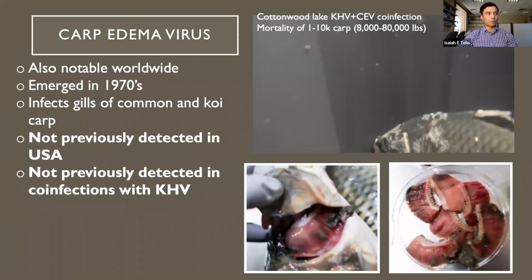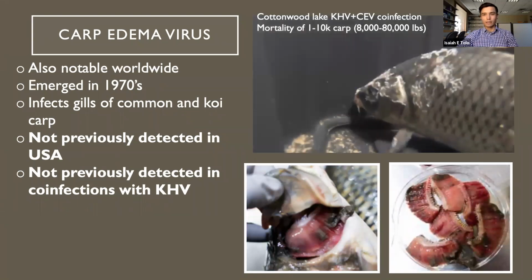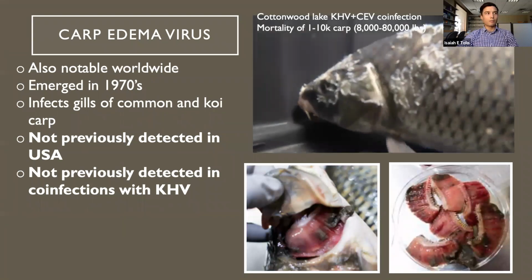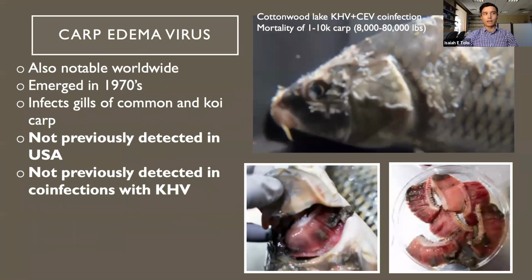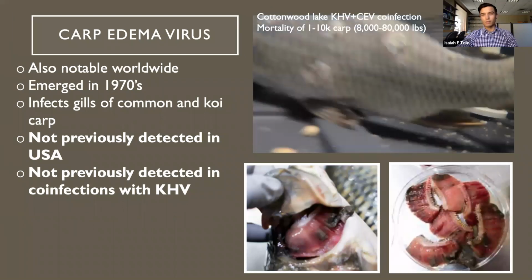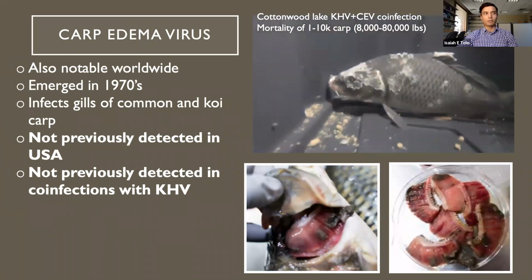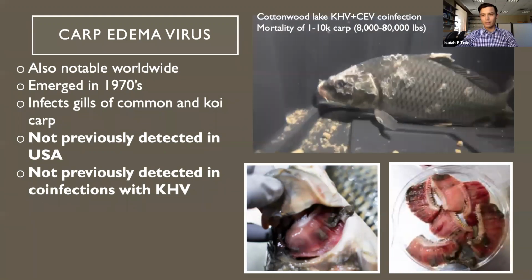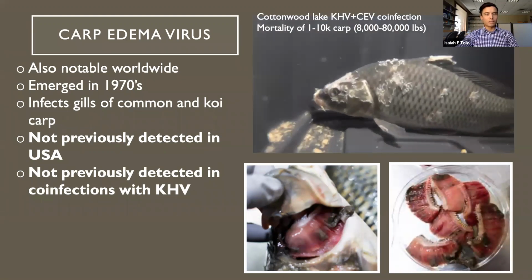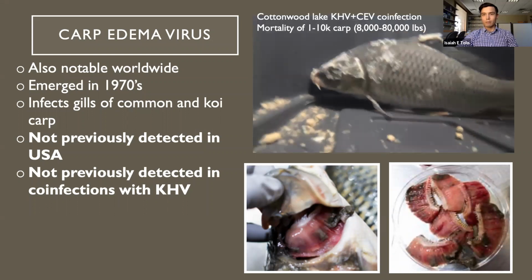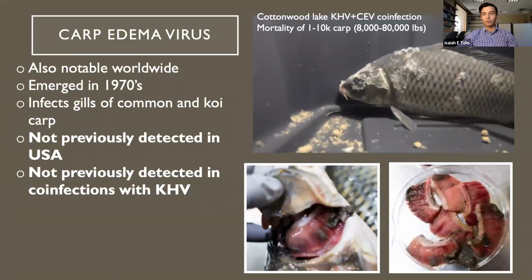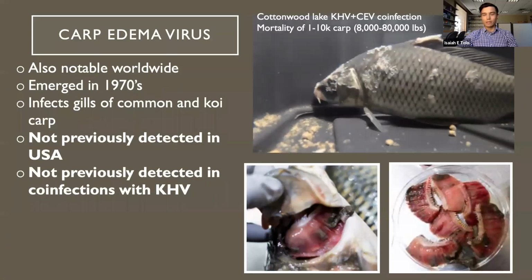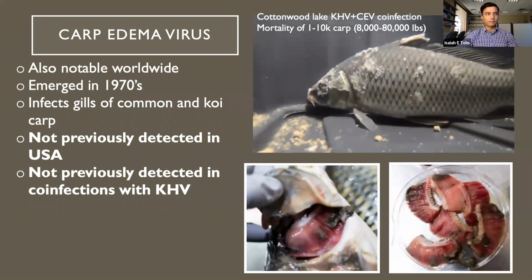Carp edema virus is also notifiable worldwide, and there's less known about this virus because we're not able to isolate it and study it in the lab setting. But this co-infection of KHV and CEV in Cottonwood Lake, the mortality estimate was anywhere between 1 to 10,000. It wasn't as precise of a mortality estimate, but that could be anywhere between 8,000 and 80,000 pounds of carp that died in that lake. So this isn't to say that these mortality events are always high mortality, but just to see that they can achieve this level of mortality in some cases without any sort of augmentation is really promising.